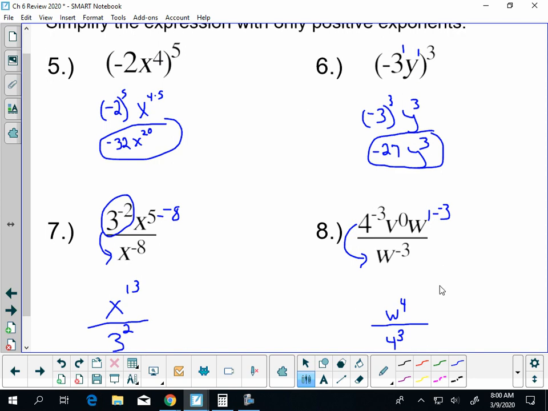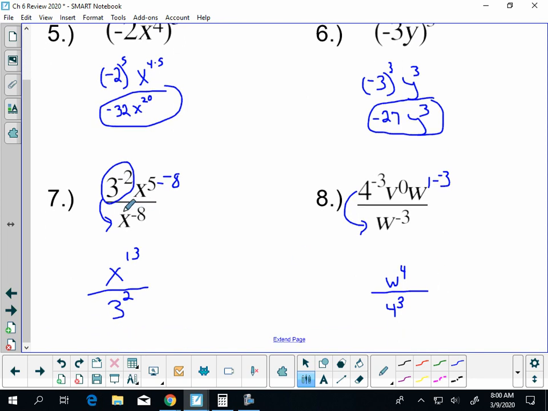On number 7, there's a couple things going on. First thing I notice is my negative exponents. So I'm going to take that 3 to the negative 2, move it down to the denominator. I'm going to flip it. I have the same base of x. I could go ahead and move that x to the 8 up and then multiply them. But I notice, hey, I'm already dividing. I'm just going to subtract. 5 minus negative 8 gives me 13. Be careful of your signs there. That's very easy to make a mistake. The best way to answer that one would be x to the 13 over 9.